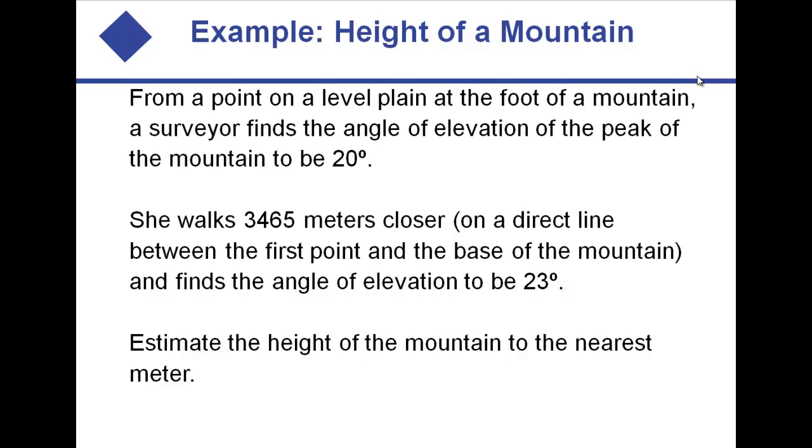Okay, how about an example that is more of a word problem, where from some point on a level plane at the foot of a mountain, a surveyor finds the angle of elevation to the peak of that mountain to be 20 degrees. Then the surveyor walks 3,465 meters closer, on a direct line, meaning straight towards it, and finds that the new angle of elevation is 23 degrees, and now we can estimate the height of the mountain to the nearest meter using those two measurements.